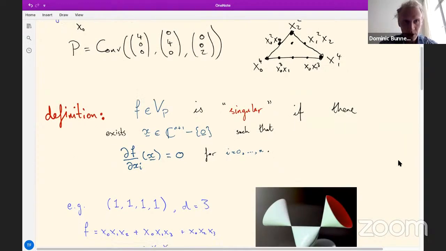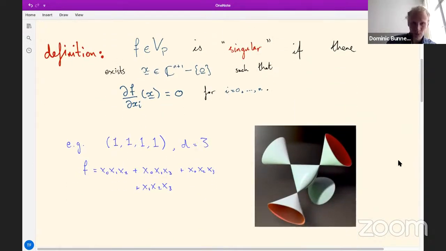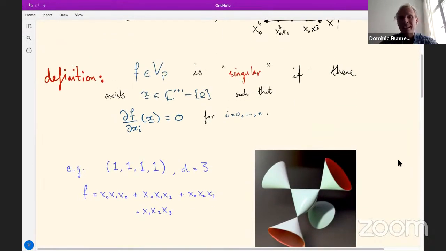Exactly, just to give you an idea of what's going on. So now a quick definition. We say a polynomial is singular if there exists a non-zero vector in C^{n+1} such that the differentials don't all vanish at the same time for this point. It's very standard: you can see a polynomial as a function from C^{n+1} to C, just by evaluating the polynomial. And essentially you're checking whether this function is singular at any point except the origin.